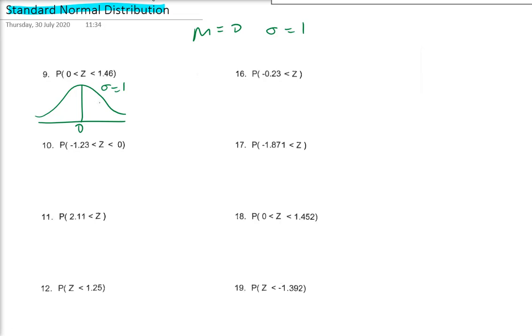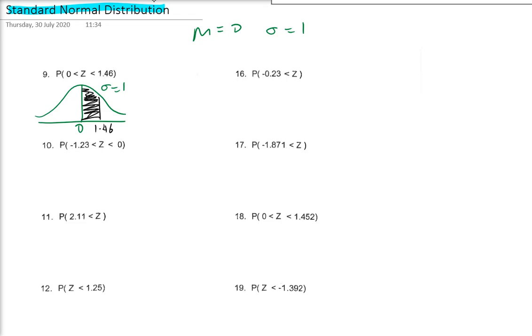From there, then it's just a matter of going, alright, 1.46, that's about there. And I'm asked to find the probability between 0 and 1.46. Now hopefully you understand that enough from the work earlier today or yesterday or whenever it was that you did it, that's just reading from your table. So it doesn't matter what the question is.